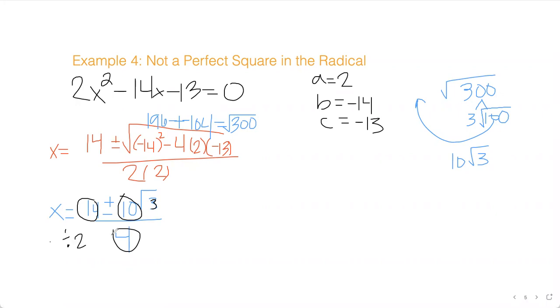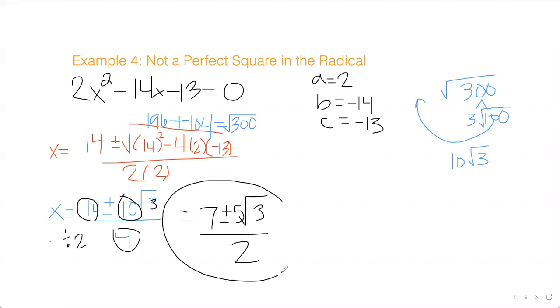So if you had like 14, 4, and 5, done. But since they all can be divided by 2, we want to go ahead and do that. And so our final answer would be 7 plus or minus 5 square root of 3, because I divided the 10 in half, all over 2. So this would be my final simplified answer.